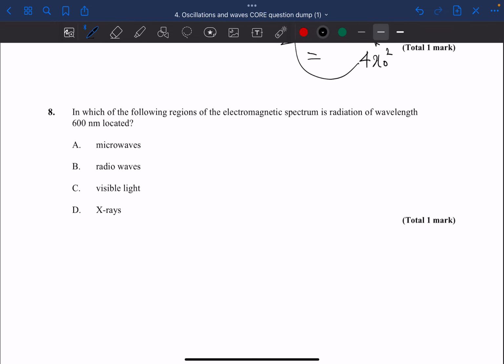This is just a memorization question, and this kind of question comes up in the tests really rarely, but it would be helpful if you memorize the wavelength for the visible light. So it's about 600 nanometers to 700 nanometers. So it's just visible light.